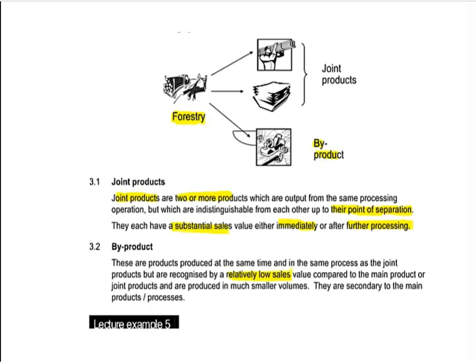So you don't cut down trees to get this sawdust, but it is produced at the same time and it does have a small sales value, perhaps the sawdust being used for animal bedding. So the important thing about a byproduct is that it's secondary to the main process. Before we have a look at the treatment of byproducts and joint products, we're just going to think of some examples.